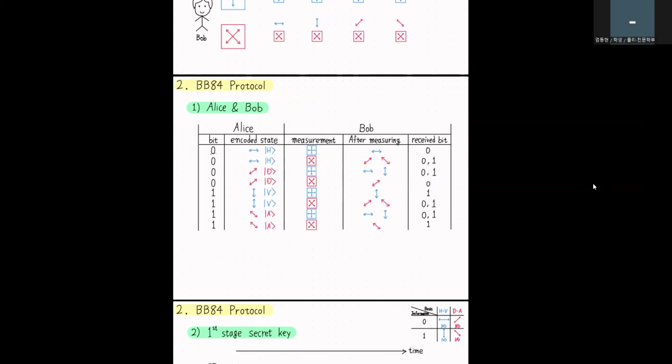Now, for example, let's say Alice encoded the bit 0 using the horizontal state, and Bob measures it in the horizontal and vertical basis. He would have measured this state with 100% probability. If he instead chooses this basis, he would either measure this state or this state with equal probability, and so on for these different examples.